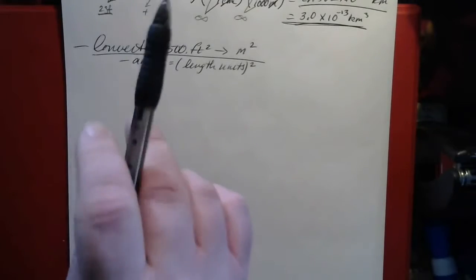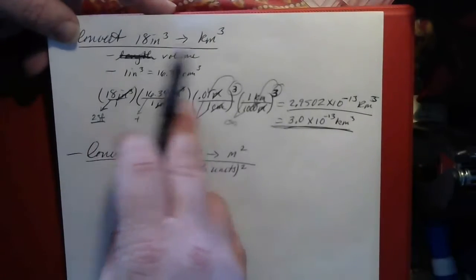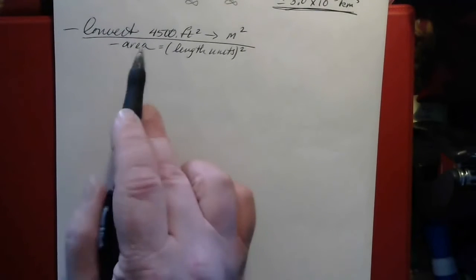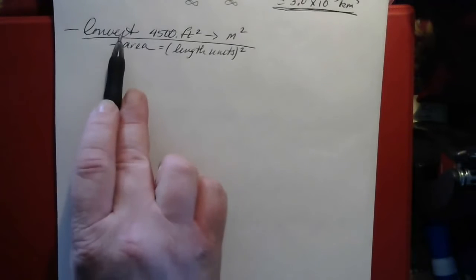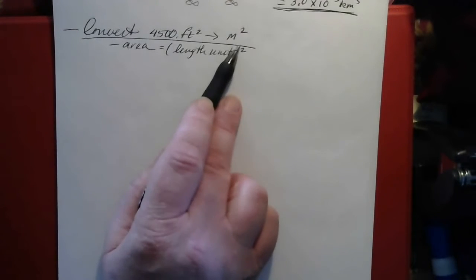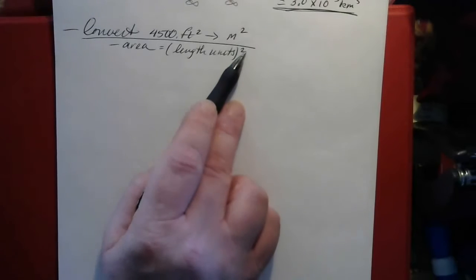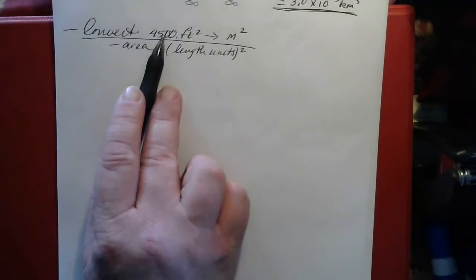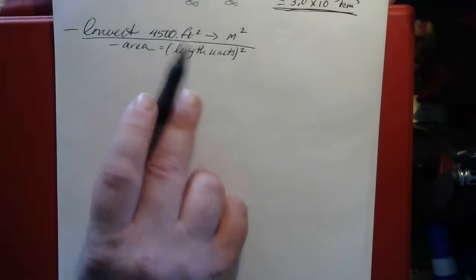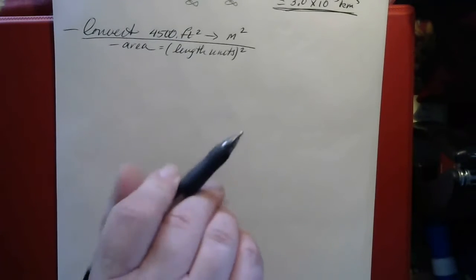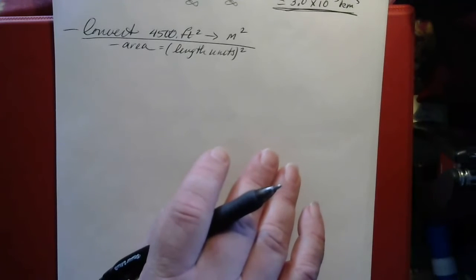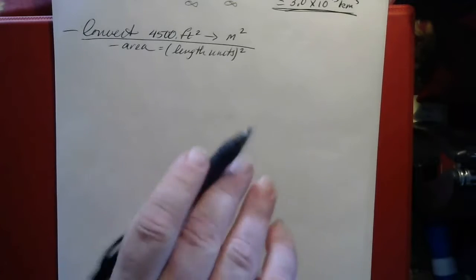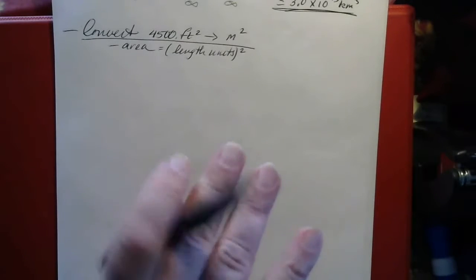And let's see, last thing we did was volume, 18 cubic inches to cubic kilometers. We could also do a conversion involving area. Convert, say, 4,500 square feet to square meters. Say you want to buy a new groovy shag carpet for your house, and you've got a pretty big house at 4,500 square feet. And your brother-in-law says he can get you a really good deal on carpets, but he lives in Canada and he sells carpet by the square meter, not the square foot. So you have to convert from square feet to square meters so you can tell him how much you need.